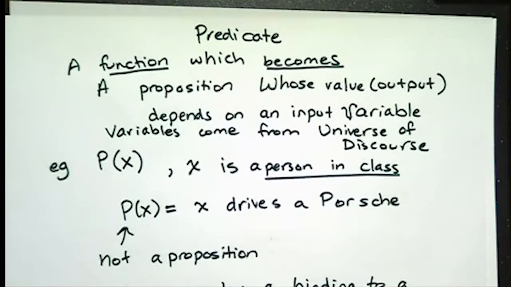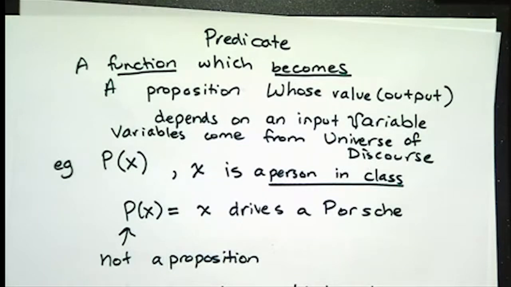But right now, P of x is not a proposition, right? Because x is not an actual person. X is a placeholder for a person. Until I actually do what's called binding that variable to a value, P of x is not a proposition. It is a function whose output is true or false. So once I actually know what the input is, it can be a proposition.